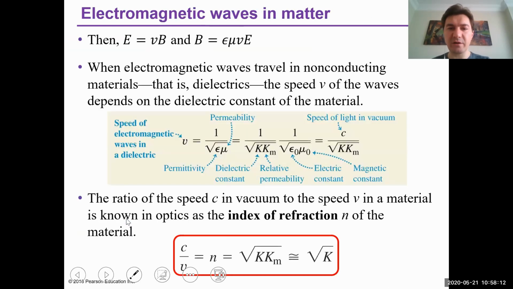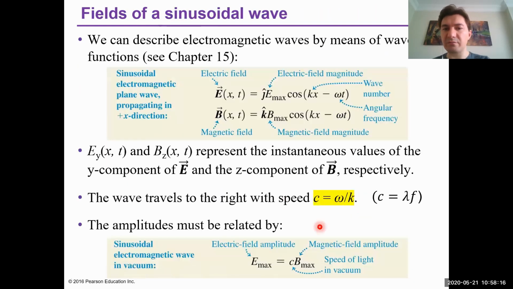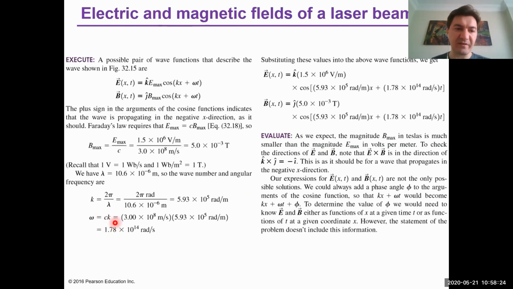Just look at this one. C is given by omega over k. If you take omega, we can write it like this: C times k. C is the speed of light in vacuum, and k we have calculated here, the propagation vector. Put it there, and then omega is 1.78 times 10 to 14 radian per second.